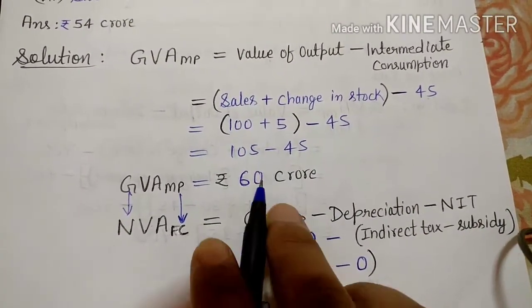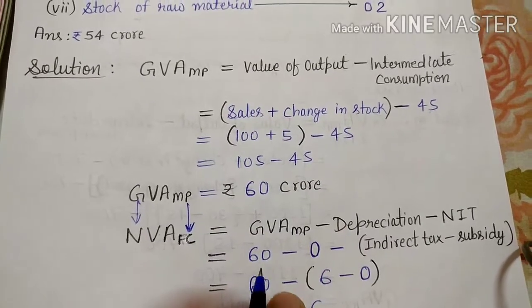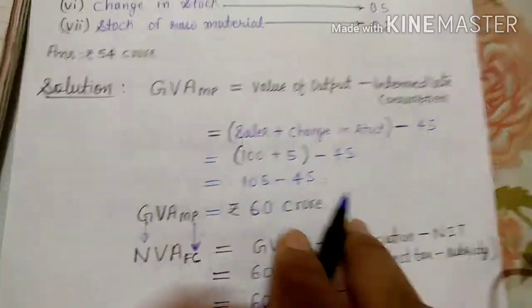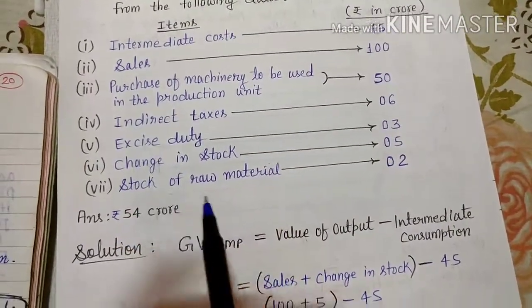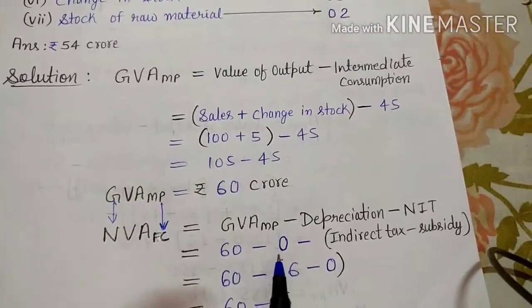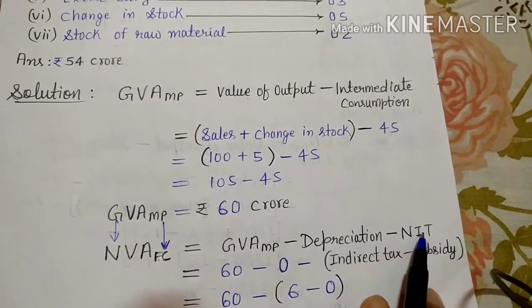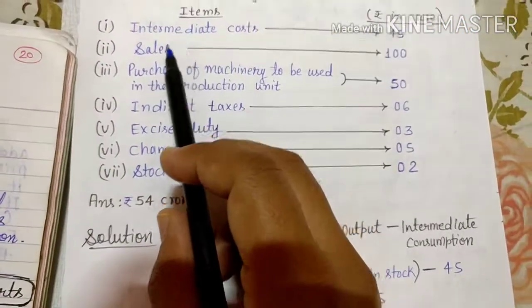Now GVA at MP, we have just found out how much? 60 crore. 60 crore minus depreciation. Let's check, is depreciation given in the items? No, there is no depreciation given. So minus 0 in place of depreciation. Then minus NIT. Is NIT directly given? No, NIT is not directly given.